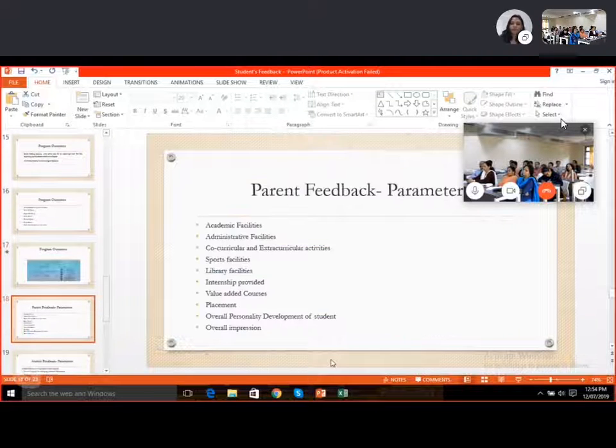So the parameters of parent feedback are academic facilities, administrative facilities, activities that are conducted in our institute, sports facilities, library facilities, the internships that are provided, value added courses which is a necessary part, placement, and the help for placement, meaning the sessions that should be conducted for placement, overall personality development of the student, and overall impression. These are the parameters for parent feedback which is related to indirect attainment.